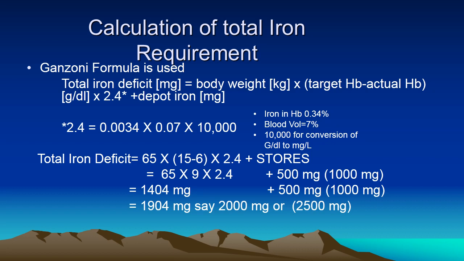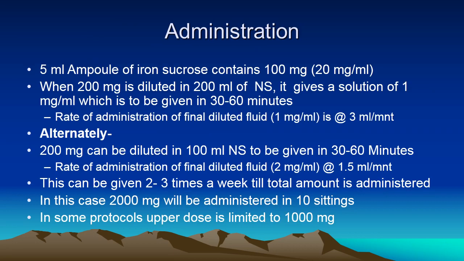Some advise giving 10 mg per kg to a maximum of 1000 mg. We will assume that we are taking 500 mg, so the total dose requirement is 1904 mg, rounded to 2000 mg.